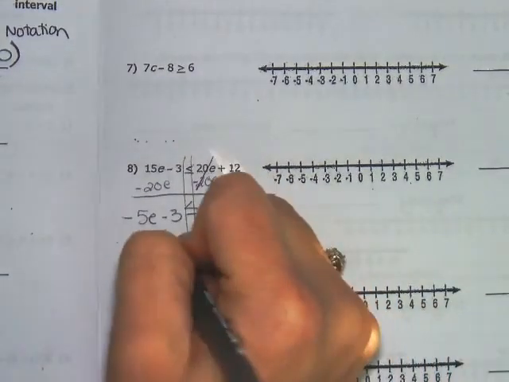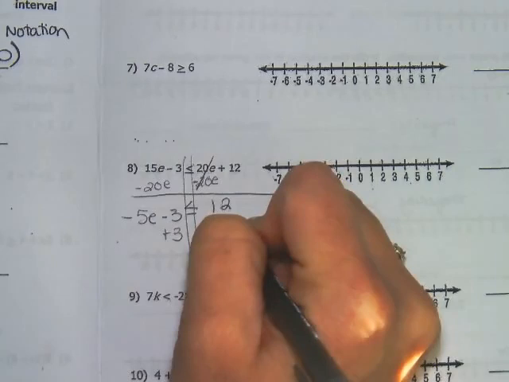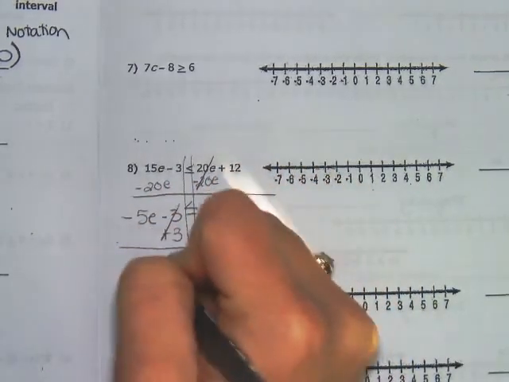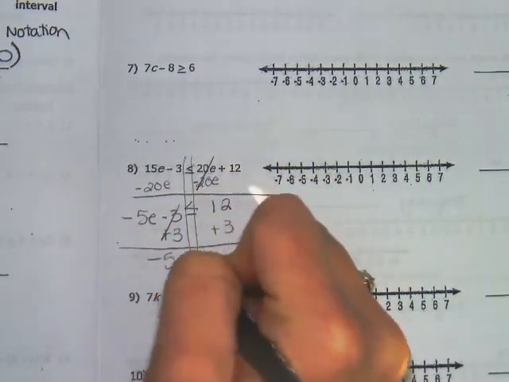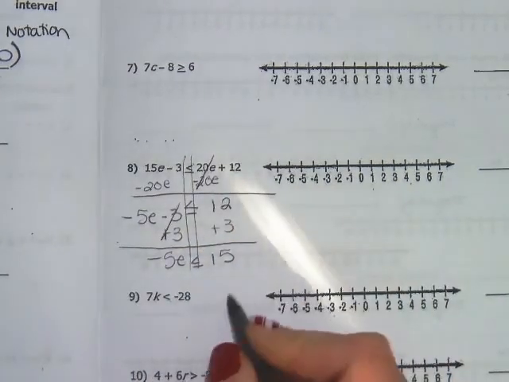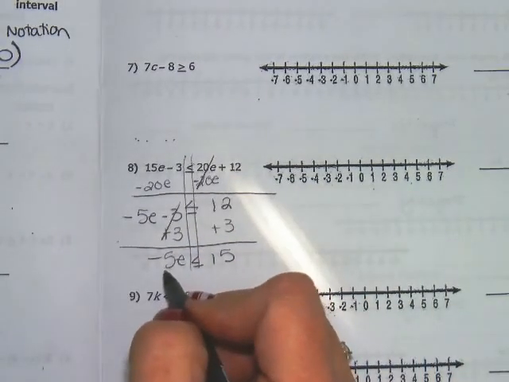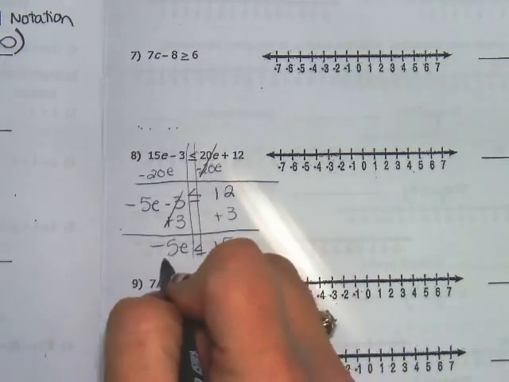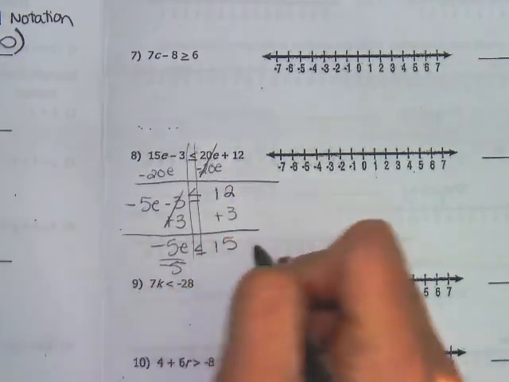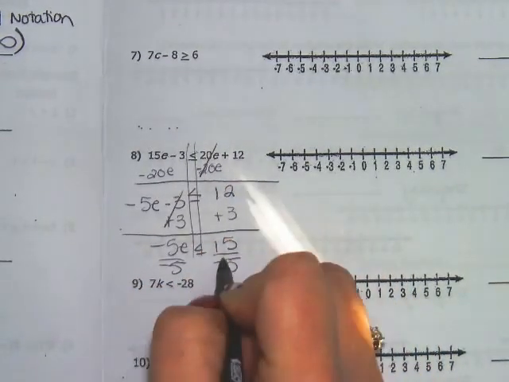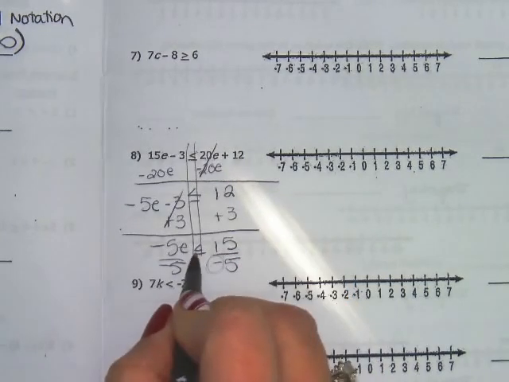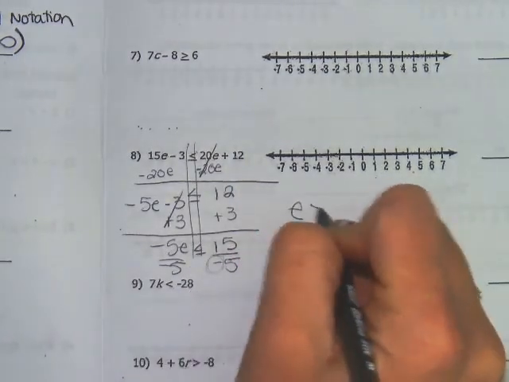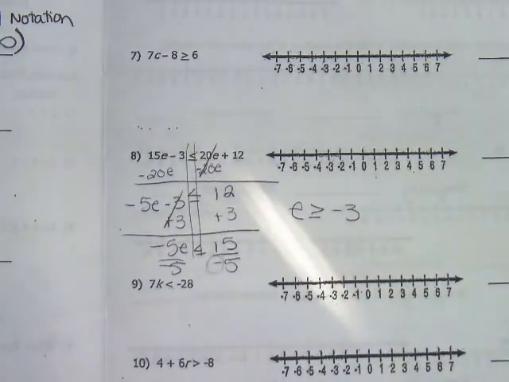Now we're just going on and solving as if it was a regular equation. Add 3 to both sides, cancels here, negative 5e less than or equal to 15. And your last step, you can divide by negative 5, or you can multiply by negative 1/5, whichever way you prefer. But keep in mind that this time we are dividing by a negative, so this sign has to change. E is greater than or equal to negative 3.